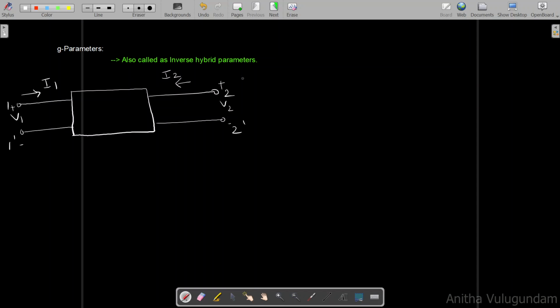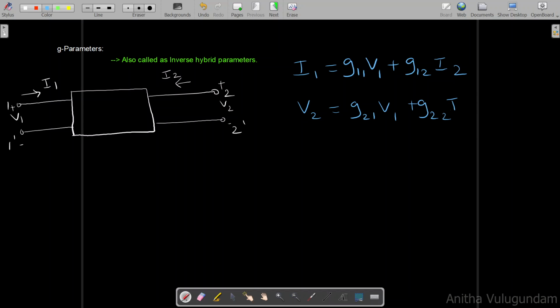G parameter equations of a two-port network are defined as I1 equal to G11 V1 plus G12 I2, V2 equal to G21 V1 plus G22 I2.